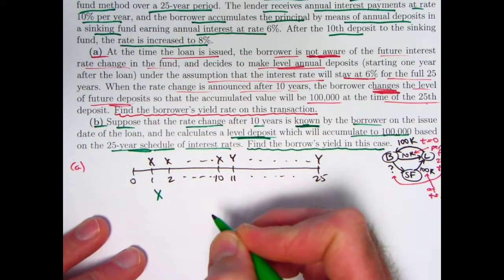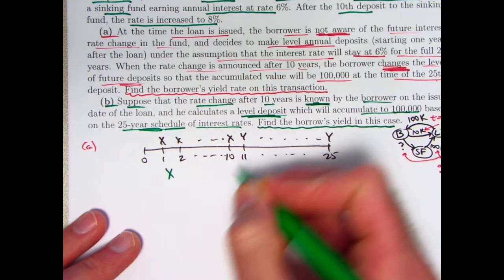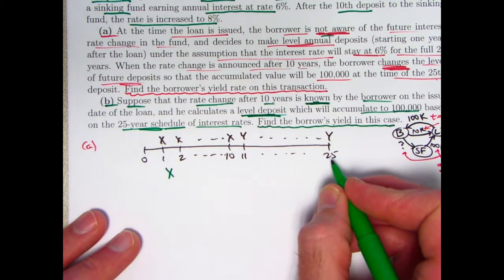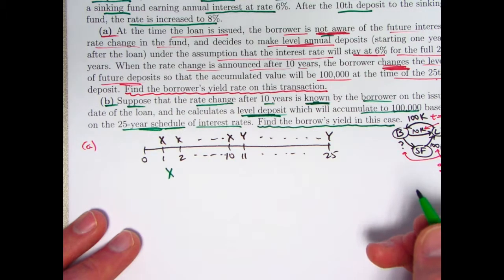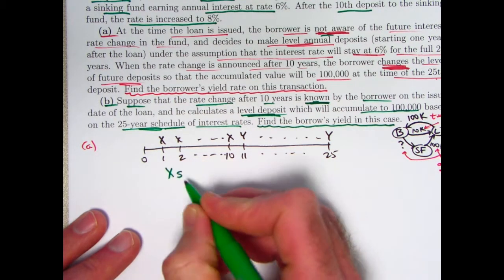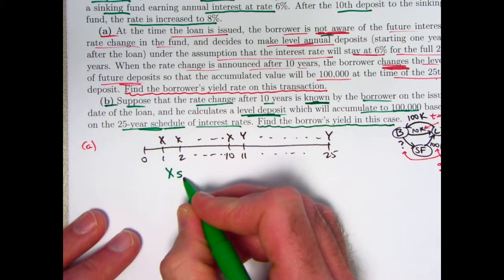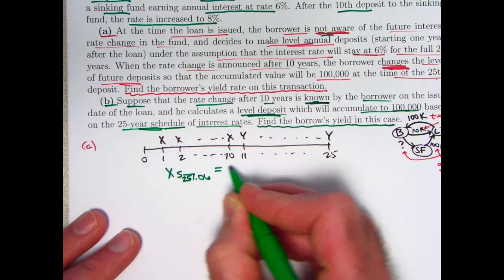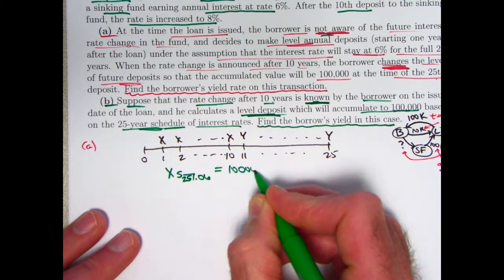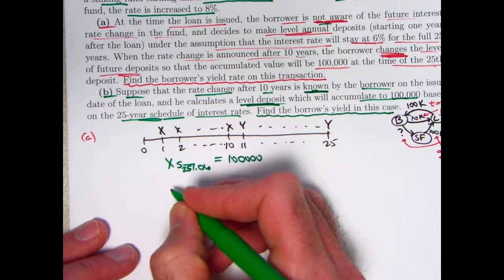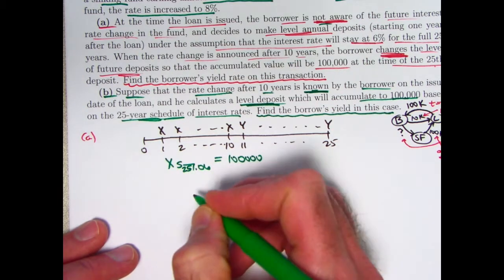Think about how X is initially defined. The borrower was not aware. X was defined so that it would accumulate to $100,000 after 25 years, assuming 6% interest. It's an annuity immediate, so I use an annuity immediate symbol and a future value symbol s. 25 payments under the assumption of 6%, that was to accumulate to $100,000. Okay, that's an equation we can easily solve for X. Once we've got that, then we can solve for Y with the second equation.